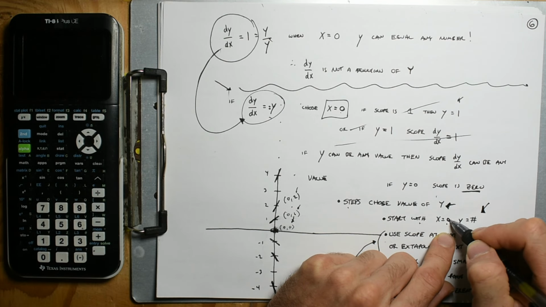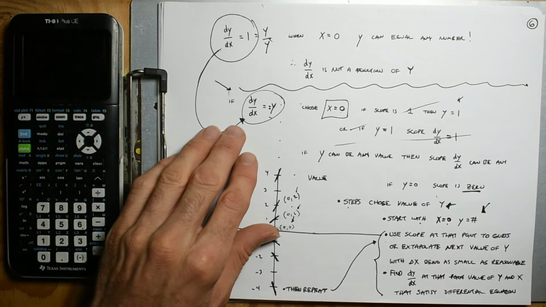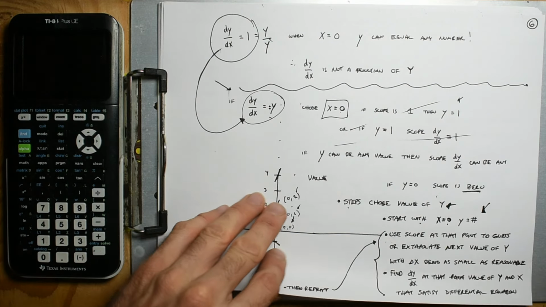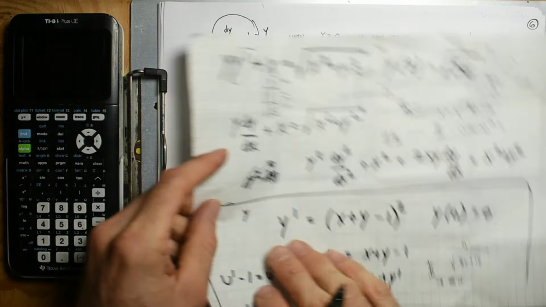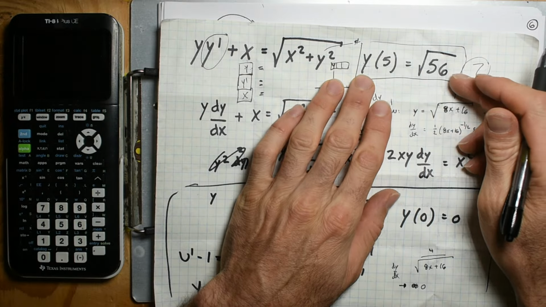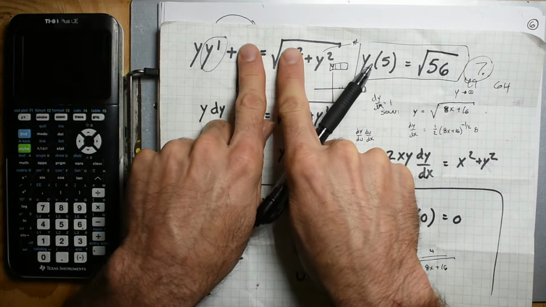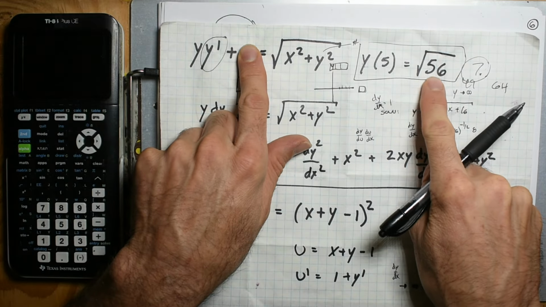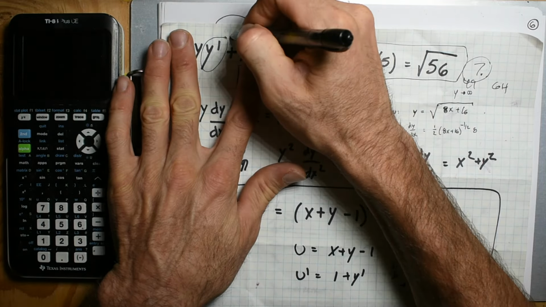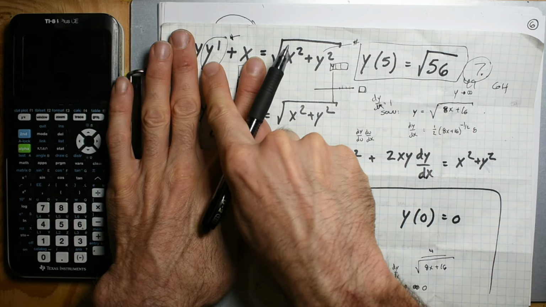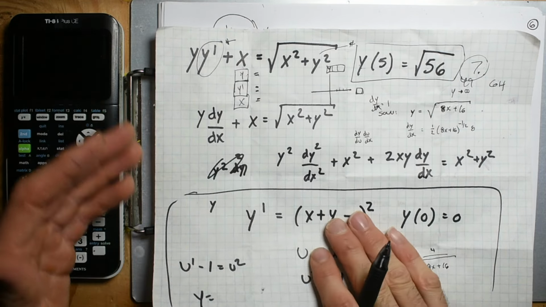Let's see. What is the equation that we actually have? Alright, so this is the initial condition. When I throw in a value of 5 here, and a value of 5 right here, my y value is square root 56. I'm going to throw those in. And then this is the only variable left, and I need to find the slope that makes the equation equal on both sides. So that's it. You know what I mean?